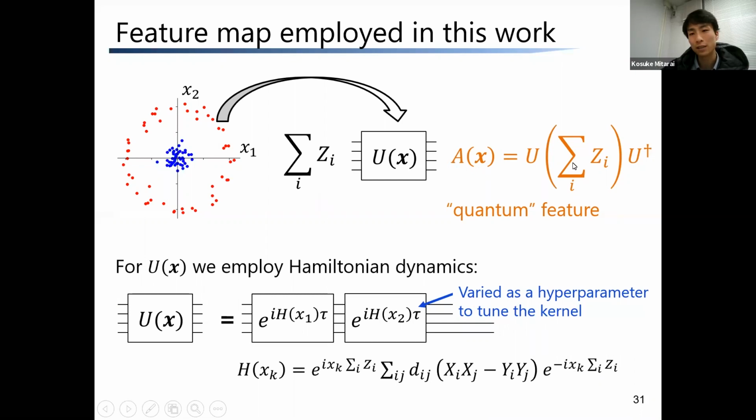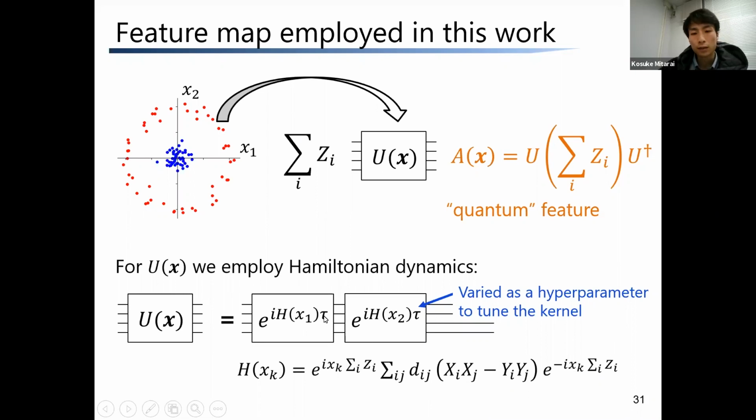So AX is sigma z transformed by this unitary UX. This is just a detail, but for this UX, we employ Hamiltonian dynamics, in which the Hamiltonian we define as an XX minus YY type interaction, which can involve hundreds of spins.